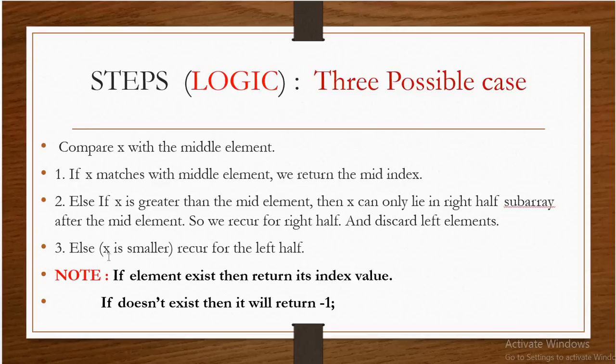And next condition, the third condition, if x is smaller, then no need to go to the upper part, we will recur for the left half only. Note, if the element exists, then return its index value. If the user is searching for a number and it's not available in the array, then we will return -1.